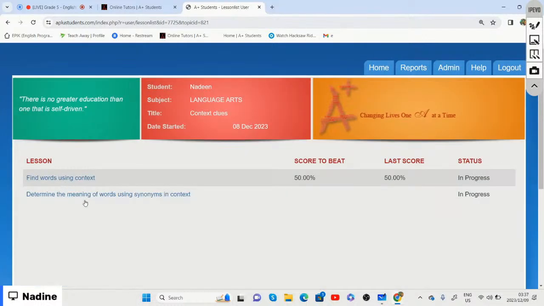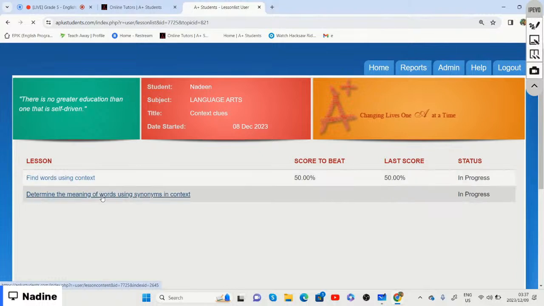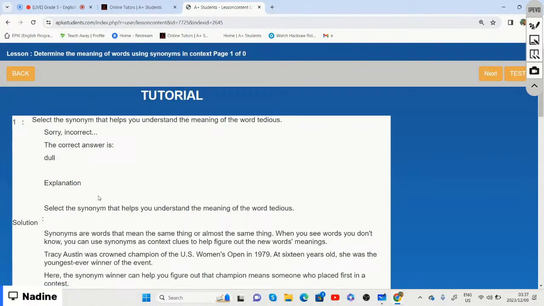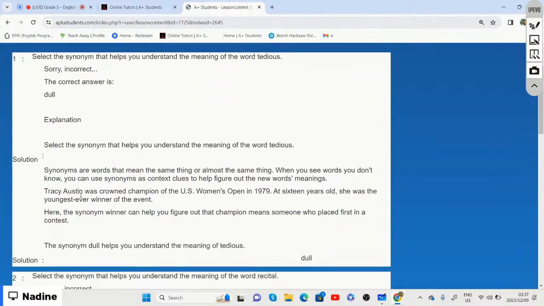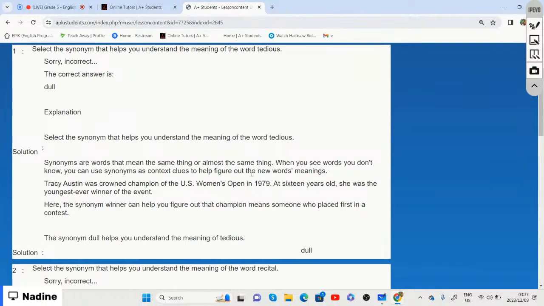So that is basically us finding words using the context. Now we're going to determine the meaning of words using synonyms in context. And remember, a synonym is a word with either the same or a similar meaning to another word, right? So synonyms are two different words that mean the same thing or almost the same thing. When you see words you don't know, you can use synonyms as context clues to help figure out the new word's meaning.